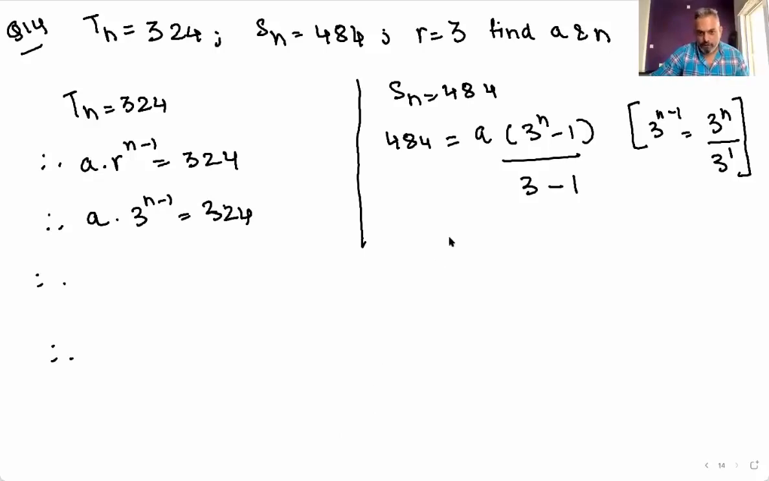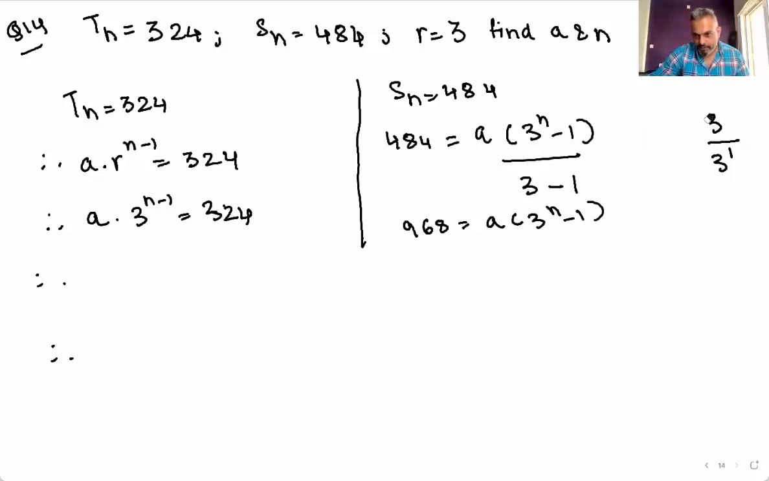So 484 into 3 minus 1, which is 2, is 968. So 968 is equal to a into 3 raised to n minus 1. Now we are stuck, what to do? So we will be using this result. Once again I'll do it.